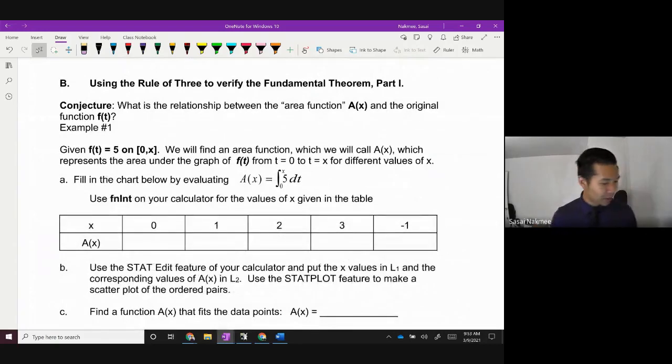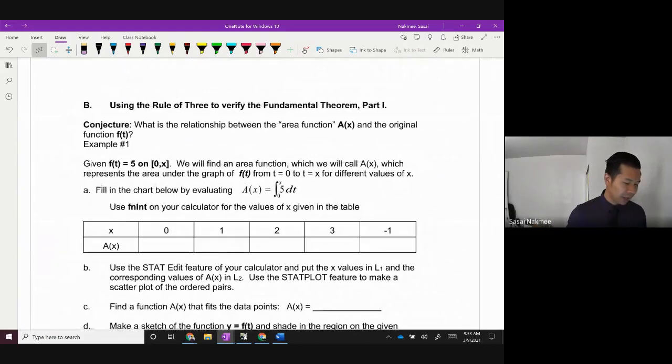Let's go over here. We're going to go off to this next section right here. We're going to verify this thing called the Fundamental Theorem. It's technically the Fundamental Theorem of Calculus.